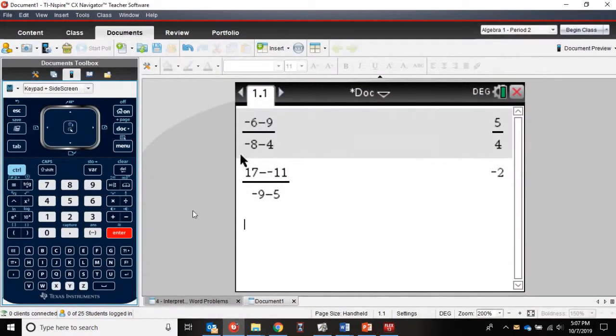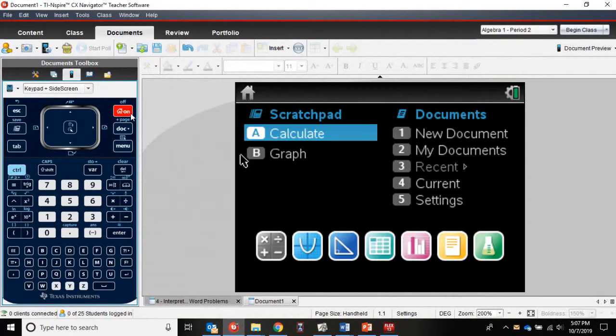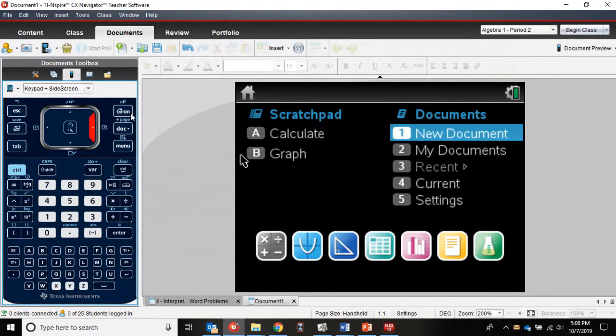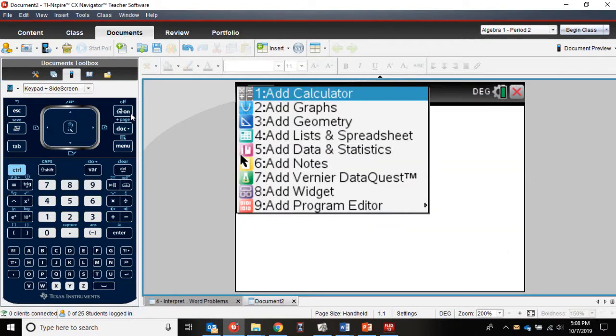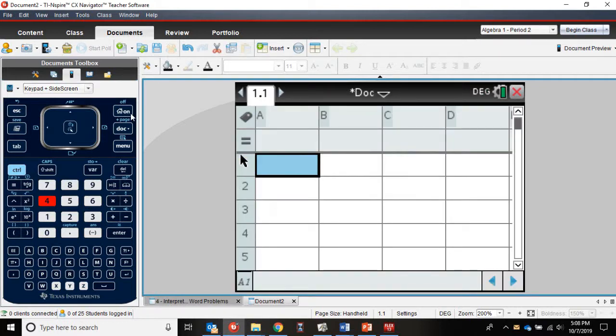So first of all, it says new document. So we push number 1 for new document. I just like to push the numbers because it's a lot easier. And we're not saving anything. And then it says number 4 for list and spreadsheet. And you get this table. And it says at the very top, label your columns.